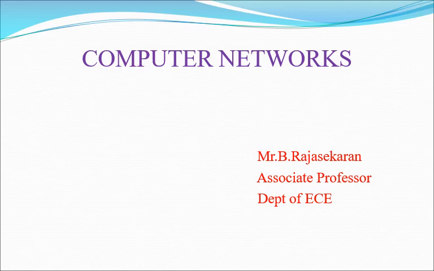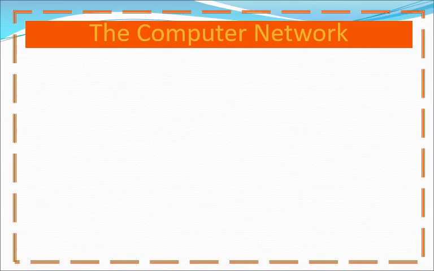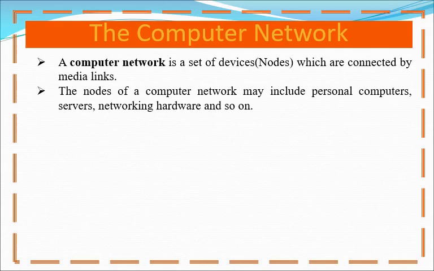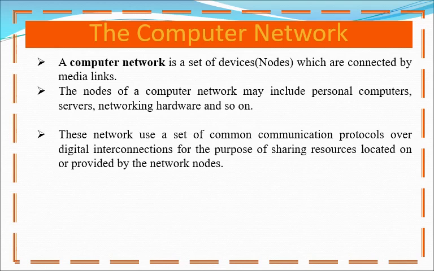Today, let us see the basics on computer networks. First, let us see what is a network, the definition for network. A network is nothing but a set of devices which are connected by media links. The devices are nothing but nodes. The nodes of a computer network may include personal computers, servers, networking hardware, etc. These networks use a set of communication protocols over the digital interconnection for the purpose of sharing resources located on or provided by network nodes.